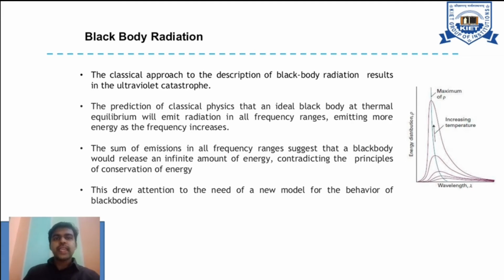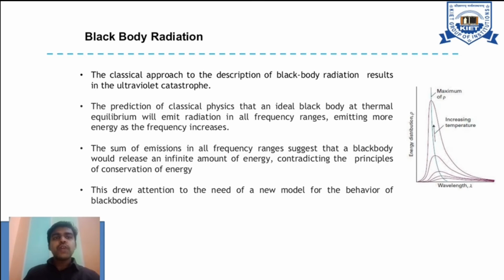So look at the second point, the prediction of classical physics. Everything I am referring from the olden days: an ideal blackbody at thermal equilibrium will emit radiation in all frequency ranges. Parallelly look at the figure and the points also. In the figure it was mentioned clearly that wavelengths keep on decreasing, increasing, ups and downs. Energy distribution keeps on going on the y-axis level. So maximum at one point, the peak level it is achieving. At the same time, it depends upon the increasing of temperature also.